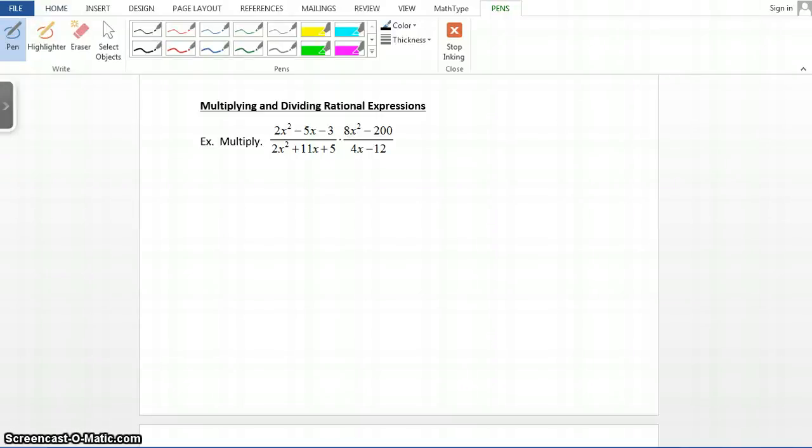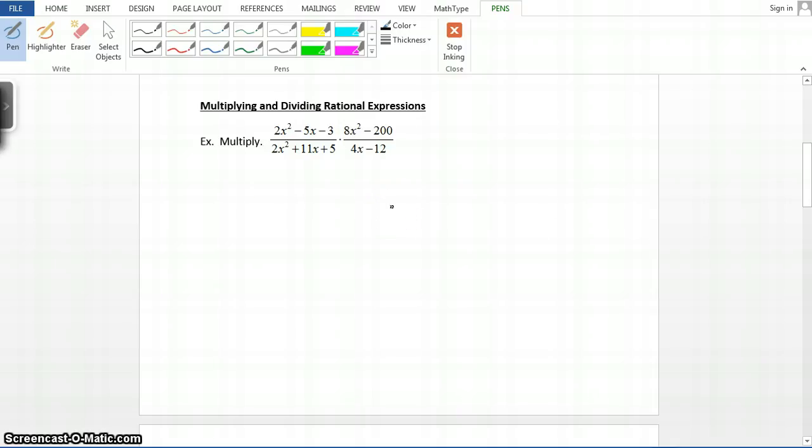Here's an example of multiplying rational expressions. Whenever you multiply, divide, add, subtract, or even just simplify rational expressions, you have to be able to factor pretty well. So what we're going to do first, before we multiply these two rational expressions, is not just multiply across the numerators and across the denominators, because then you'd still have to end up factoring all that to simplify your answer.